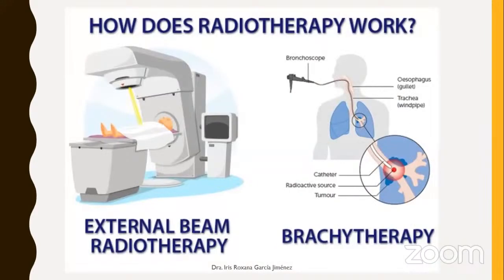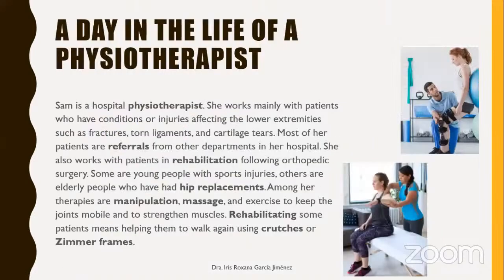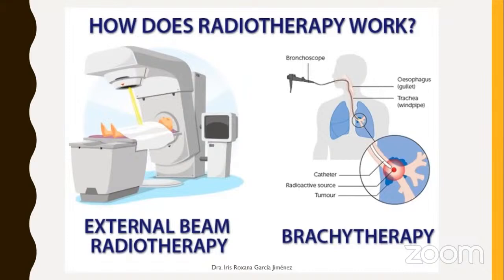How does radiotherapy work? Well, we all know this. It's just an extra slide. We have the external beam radiotherapy, and we have the brachytherapy. For example, in a lung tumor, lung cancer, we get in with the bronchoscope. Then we get to the esophagus and trachea. Well, we get into the trachea actually. And with the catheter, we send the radioactive source to the tumor. We usually freeze the tumor and take it out in a full piece, right? A full one just as a block.